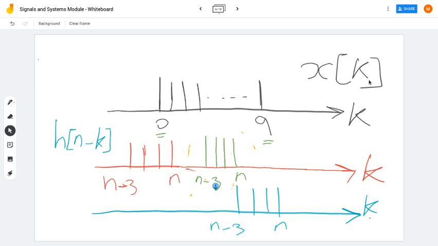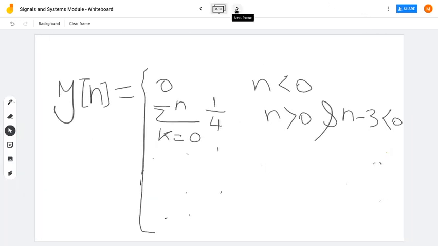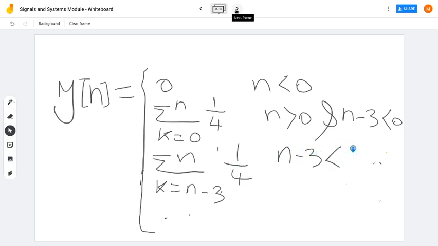And in this case, I can write the following. It will be summation from k equals n minus 3 up to n, and I will be summing 1 over 4, and this will be true as long as n minus 3 is larger than 0 and n less than 9.